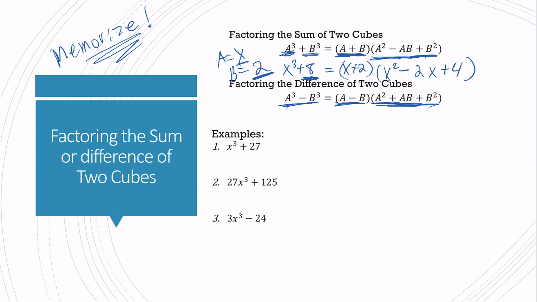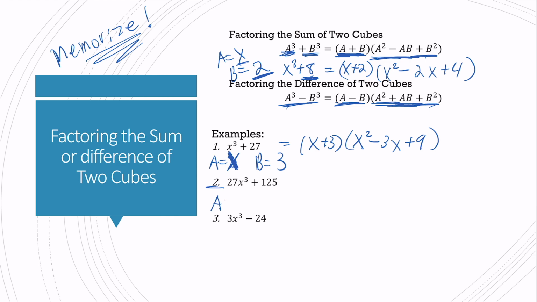We're just substituting in. So we want to start by labeling our capital A's and capital B's. So in example 1, my capital A is x. My capital B is 3. So we're taking the sum. That's going to give me x plus 3 times x squared minus 3x, which is my a times b, plus 9.